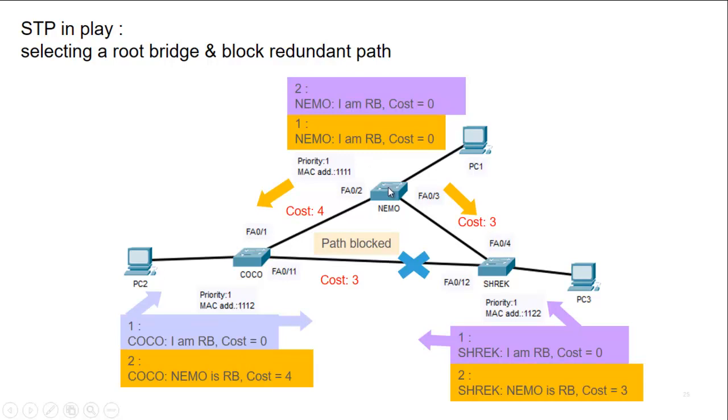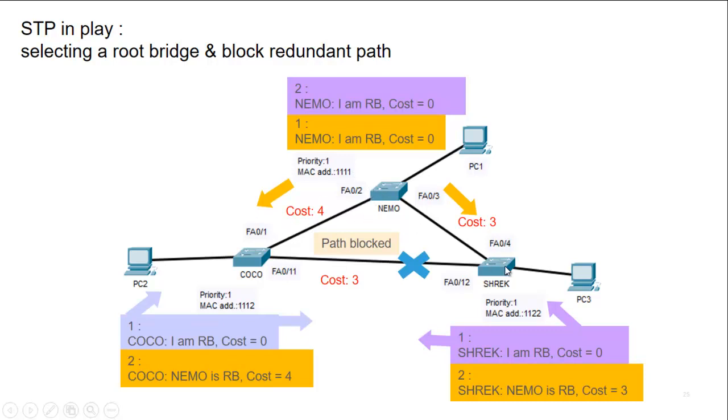So how about the blocked path? The path that is in play right now is to find out how each switch can get to the root bridge. So the best way for Coco to get to Nemo is directly from Coco to Nemo, because the cost is 4. If Coco goes from Shrek to Nemo, the cost is 6. The cost is higher, so he doesn't take that one. So he chooses this path.